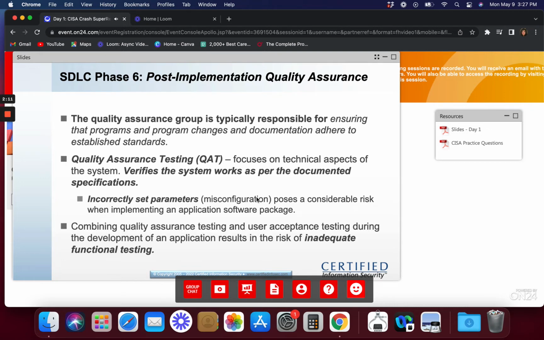So, again, trying to combine the two, quality assurance testing, which is testing the technical accuracy of the system in terms of the approach used, along with functional acceptance testing, will often result in the risk of inadequate functional testing. That's what ISACA feels, and that's how you answer on exam day.